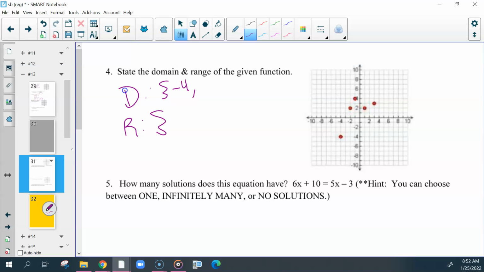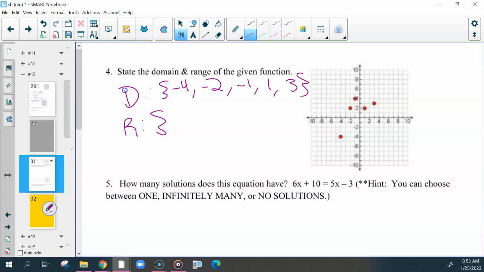Not that one. That's only if it's a line and it's continuous. -4, you have to count every single point. Positive 3. You have to count every single point. -2. There you go. That's 2.